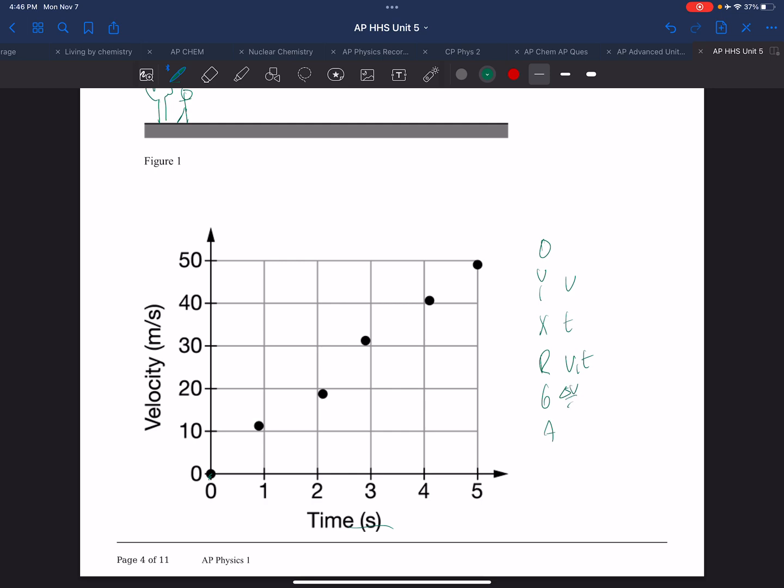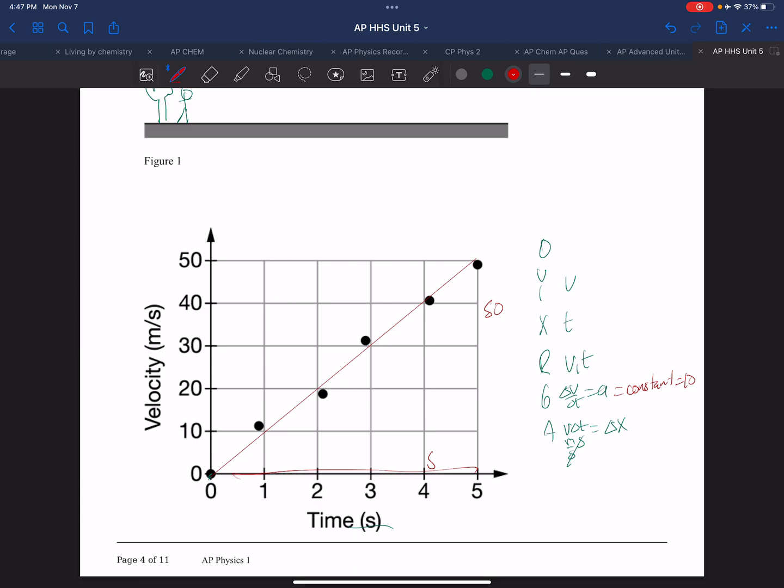The gradient, delta V over delta T, is the acceleration, and the area, V delta T, meters per second times seconds, is meters, which is the displacement. So what we can see here is that we have a velocity that is increasing. It looks like a straight line, so it looks like the acceleration is constant. Now we could calculate it if we wanted to. We see that there is 5, and this is a change in 50, so the acceleration is 10.